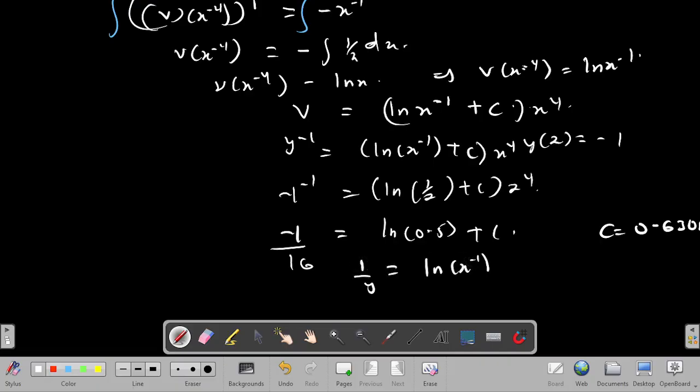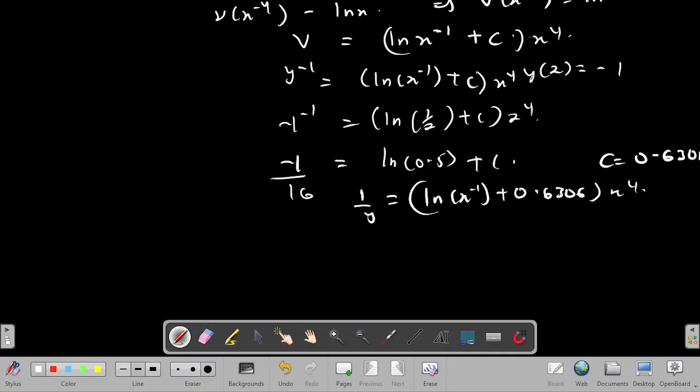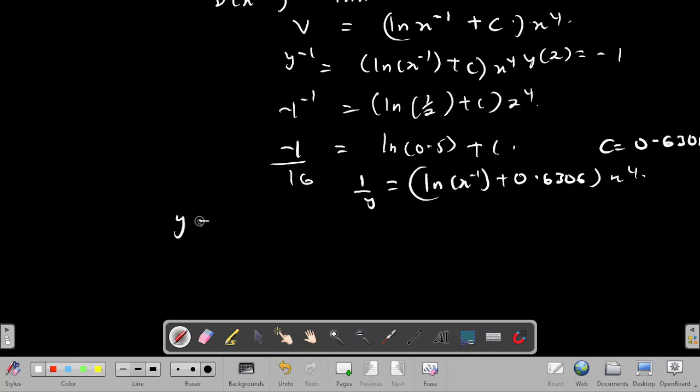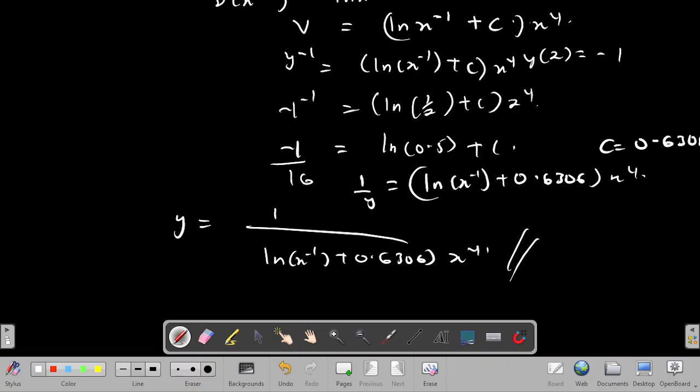So therefore, I'll say that I have my answer: 1 over y is equal to ln x to the power negative 1 plus 0.6306, all this multiplying x to the power 4 as the function. You can just reciprocate this to make y the subject. Y is equal to 1 over the expression ln x to the power negative 1 plus 0.6306 multiplying x to the power 4. And that is how we solve Bernoulli differential equation.